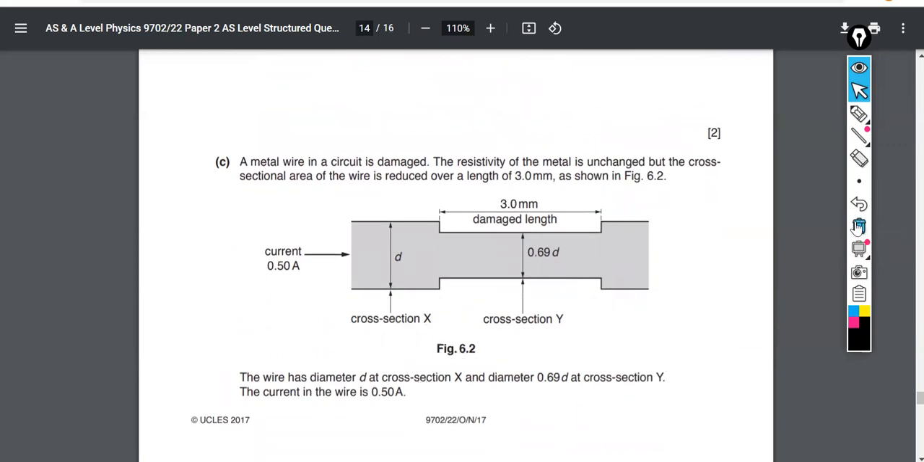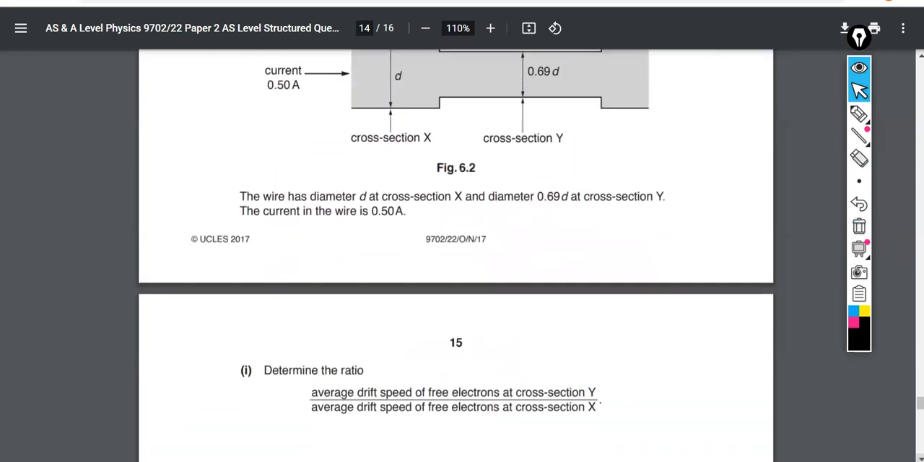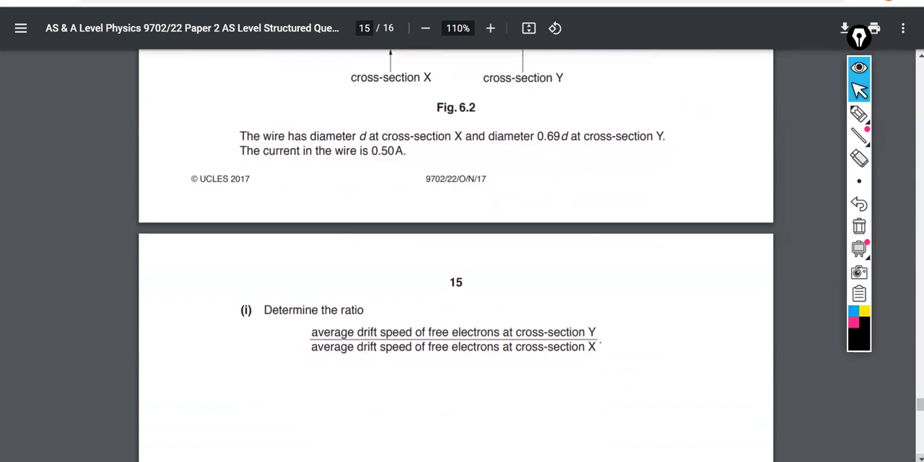We now consider a metal wire in a circuit that is damaged. It says the resistivity of the metal is unchanged, but the cross-sectional area of the wire is reduced over a length of 3 millimeters, as shown in the figure. The wire has diameter D at cross-section X and diameter 0.69 D at cross-section Y. The current in the wire is 0.5 amp. Determine the ratio of the average drift speed of free electrons at the damaged cross-section Y over the average drift speed of the free electrons at the cross-section of the main part of the wire, X.